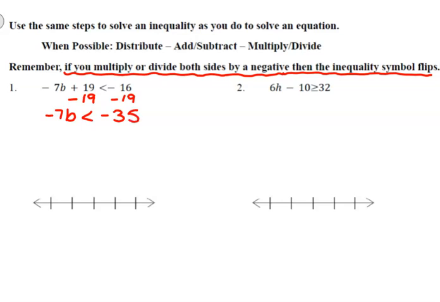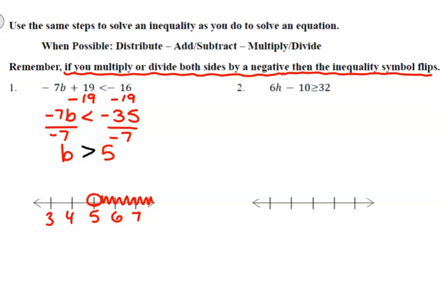Then I'm going to divide both sides by negative 7. Now here's the key. I divided by negative 7, so I flip my inequality. Negative divided by a negative gives me positive 5. So remember, we put our number in the middle. This is an open circle, and greater than 5 means we should shade to the right.